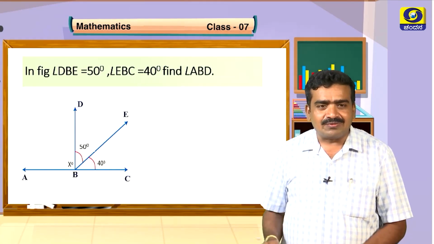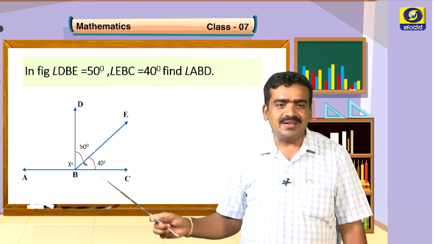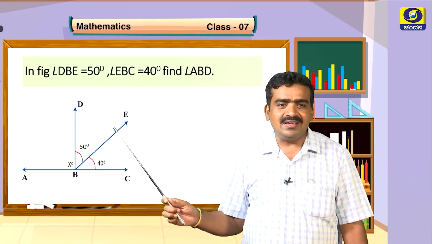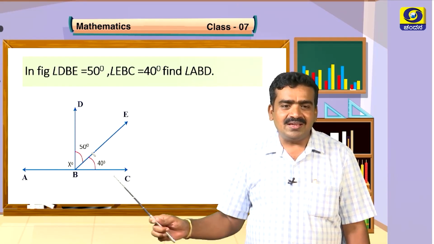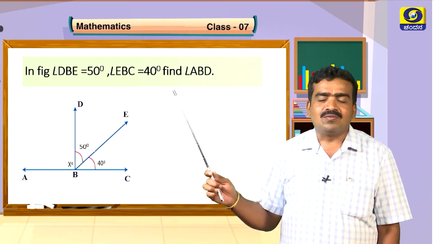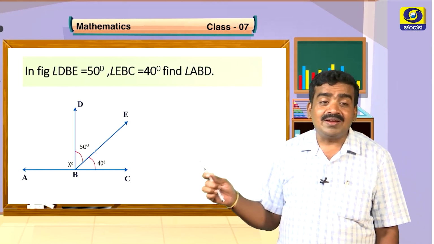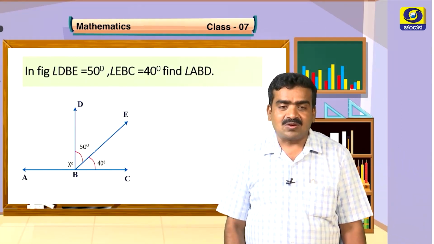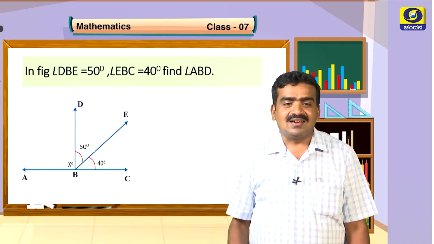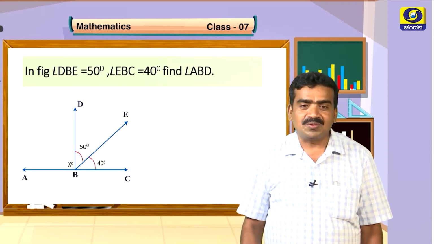Read the question carefully. In figure, angle DBE. Where is DBE? DBE is 50 degree and EBC is 40 degree. What we have to do here? We have to calculate angle ABD. Write the question please and draw the rough diagram like this. Then what we have to do here?